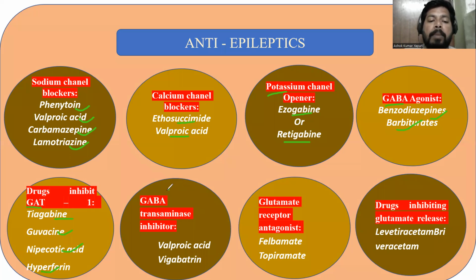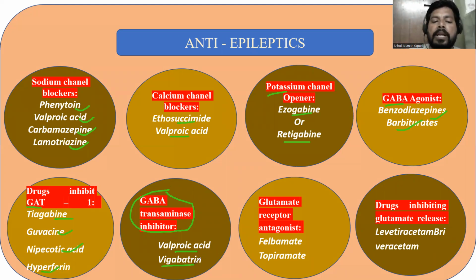Next, GABA transaminase inhibitor. GABA transaminase is the enzyme responsible for metabolic degradation of GABA. But in epilepsy, you have to increase the GABA action by inhibiting its metabolic degradation. That's why drugs like vigabatrin and valproic acid inhibit the GABA transaminase enzyme and prevent the metabolic degradation of GABA and increase the content of GABA, which helps in epilepsy treatment.